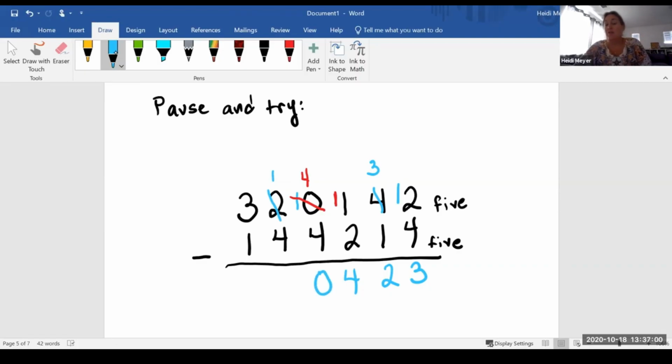Now I'm going to need to do another borrow because I can't take 4 away from 1. 4 is bigger than 1. So borrow from the number next door. You get something that looks like an 11, but it means one group of 5 plus 1 more. 1, 1 is actually 6. 6 minus 4 is 2, and 2 minus 1 is 1. So our answer is 1, 2, 0, 4, 2, 3, base 5.